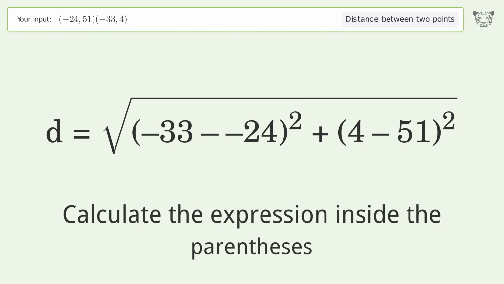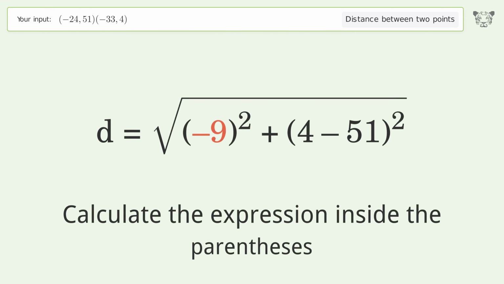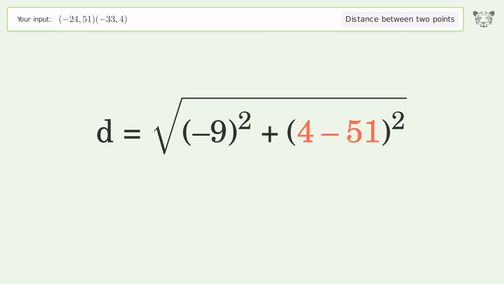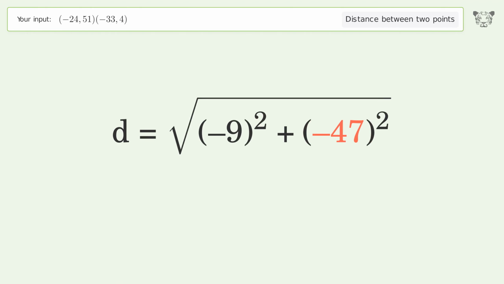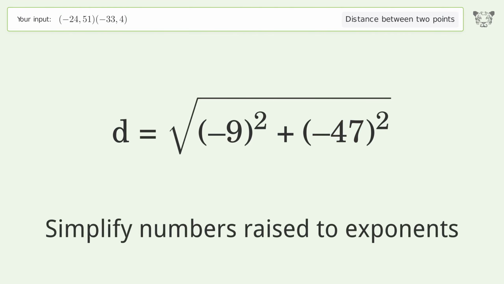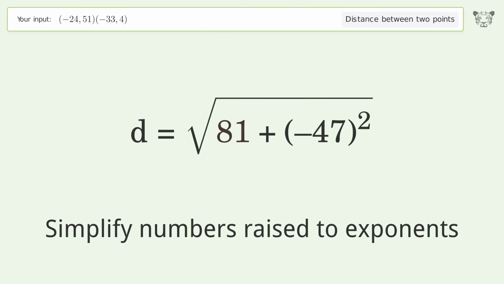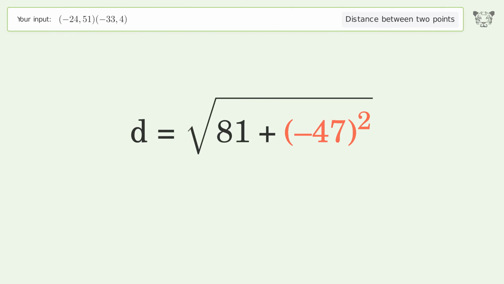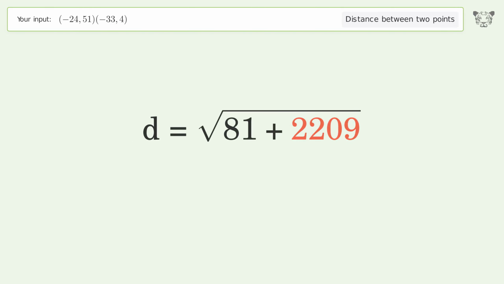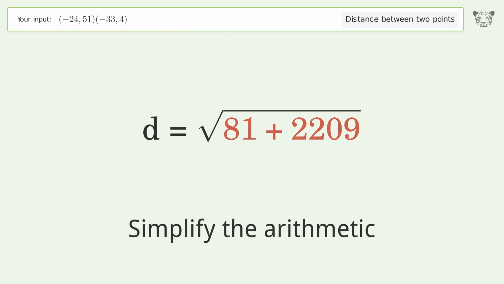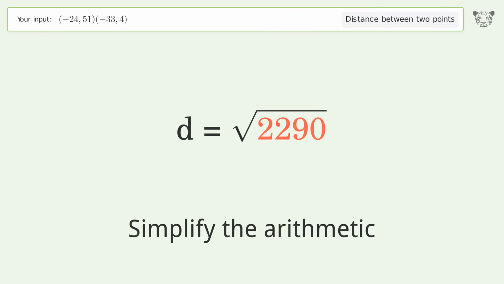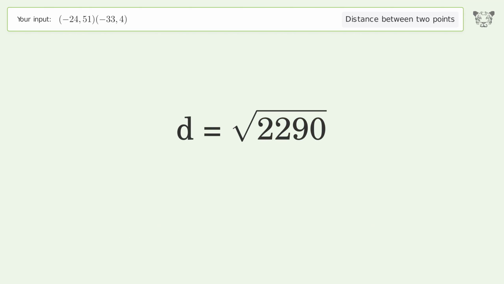Calculate the expression inside the parentheses. Simplify numbers raised to exponents. Simplify the arithmetic. And so the distance between the 2 points is the square root of 2,290, or 47.854.